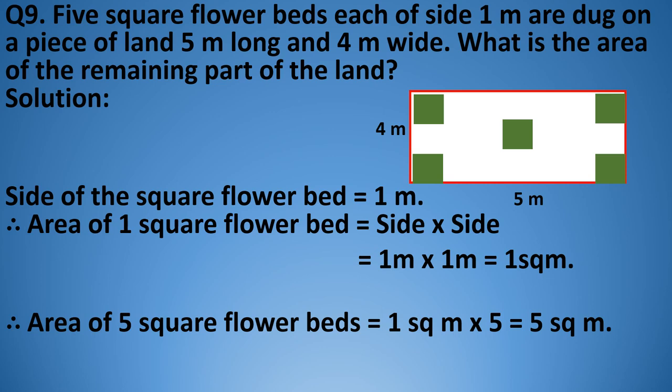But we have how many square flower beds? 5. So multiply it by 5 to find out the area of 5 square flower beds. 1 square meter multiplied by 5 is equal to 5 square meter. Clear? Now we will find out the area of the land.